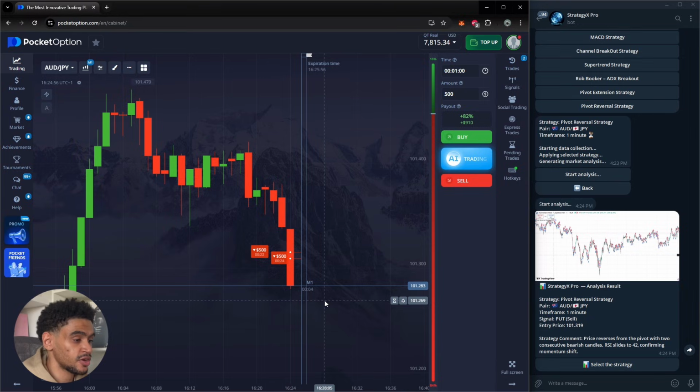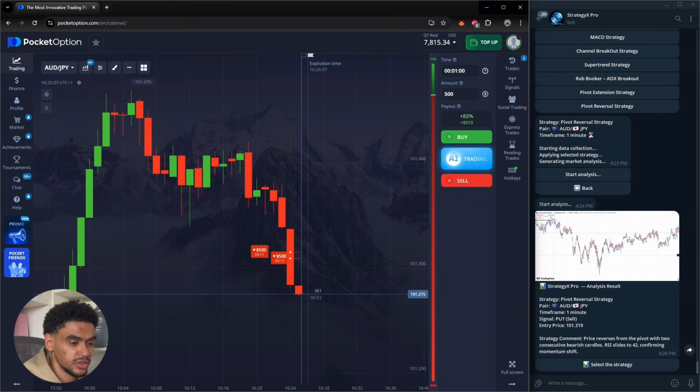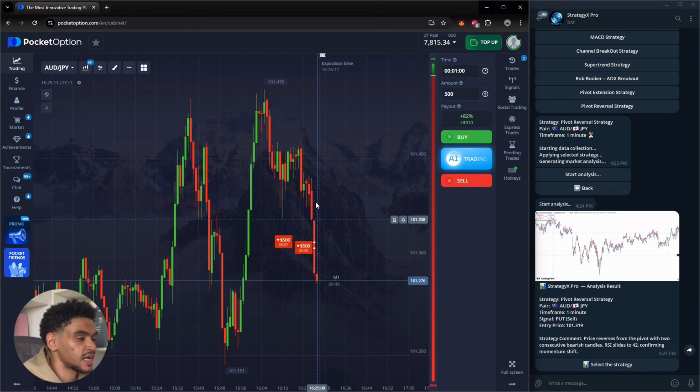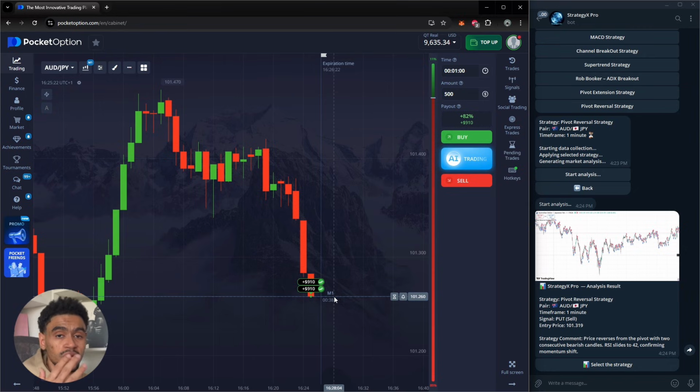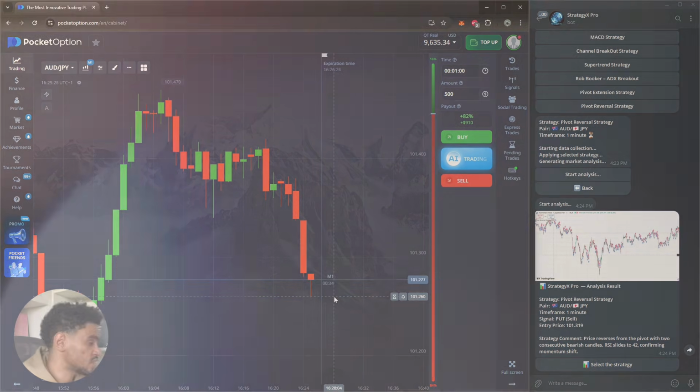I think we're safe, and there it is. This is another great performance from the trading robot. Price reverses from the pivot with 2 consecutive bearish candles. We got 2 consecutive strong bearish candles. RSI slides to 42, confirming momentum shift, and this is exactly what it was. You can see we had strong momentum, strong bullish momentum. We hit the market structure, and momentum shift happens here, and it leads us to $820 of profit and $3,000 of profit for the trading session.